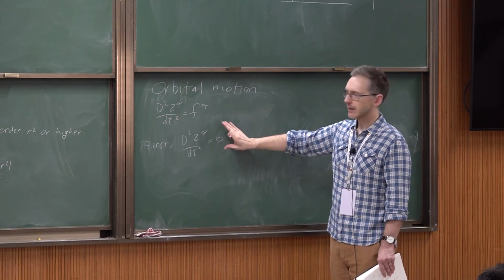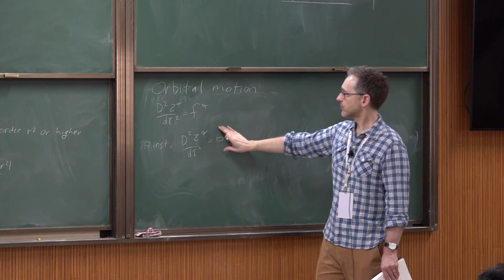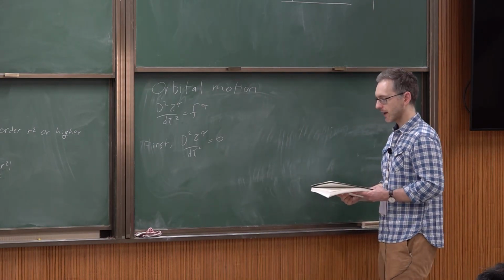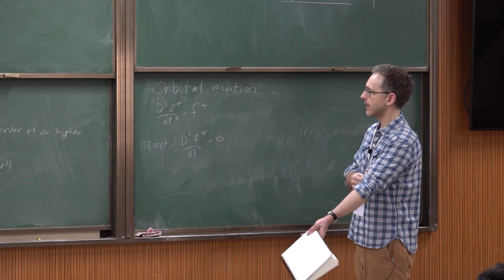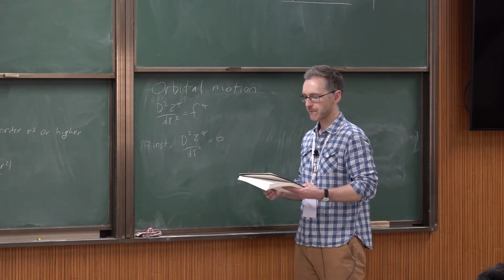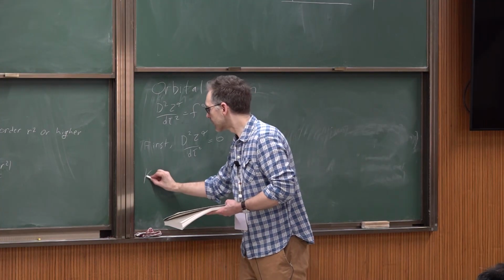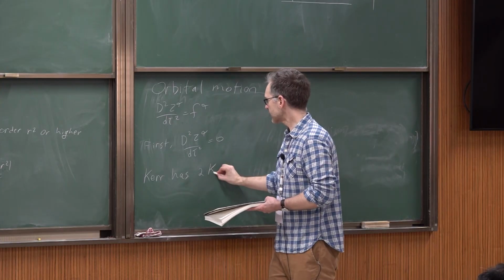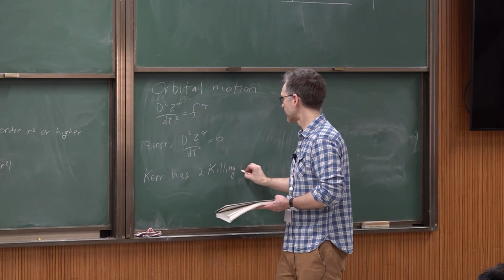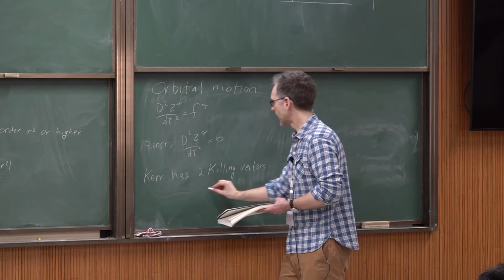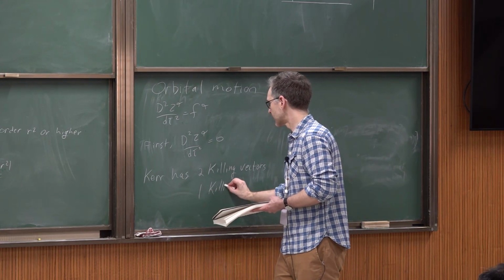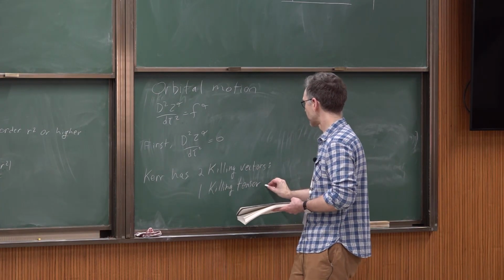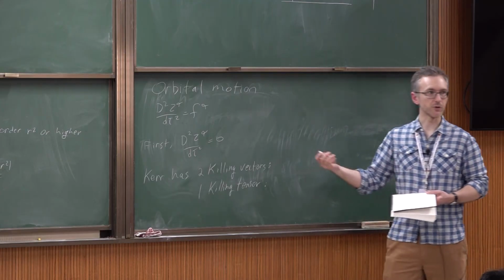And from the structure of this, like I described in the very first lecture, we're going to learn how to deal with this. So I'm looking at geodesics in the Kerr background, the external background. So Kerr has two killing vectors and one killing tensor. And each of these is going to give us a conserved quantity for a geodesic.